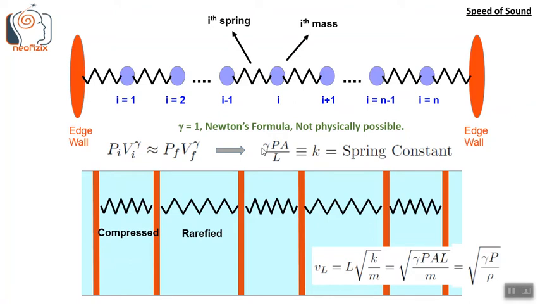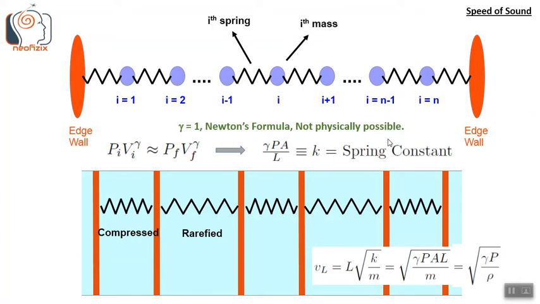Actually, we can also derive Newton's formula from the same method using the same force balance equations. Only instead of PV to the power gamma equals constant, we just assume PV equals constant, which gives the isothermal condition. So if we just take PV equals constant, we get the isothermal condition where implicitly gamma equals 1. Otherwise, if we take PV to the power gamma equals constant, where gamma is the ratio of the specific heats, then we get the spring constant as gamma PA by L. For Newton's formula, there will be no gamma factor here. It will be just 1 times PA by L. So this is the spring constant we get.